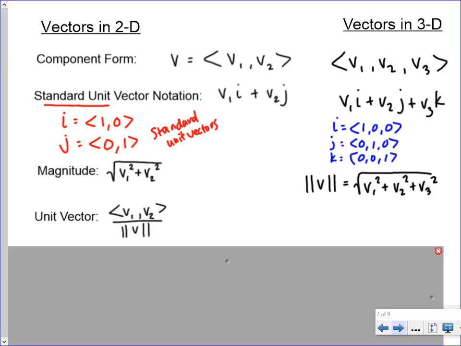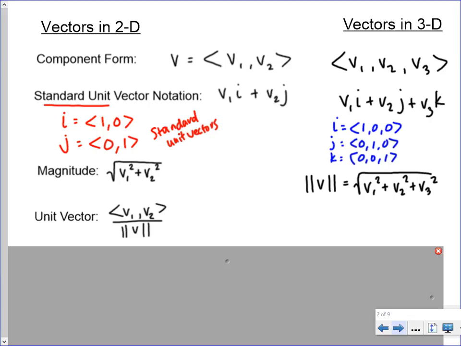Well, if its magnitude was the square root of 29, to make that equal to 1, we'd just divide by the square root of 29. So that's what you see right here. Take your vector, both components, and divide by its magnitude.